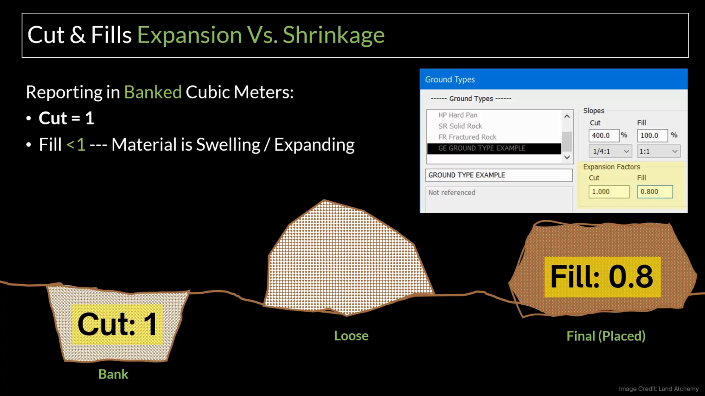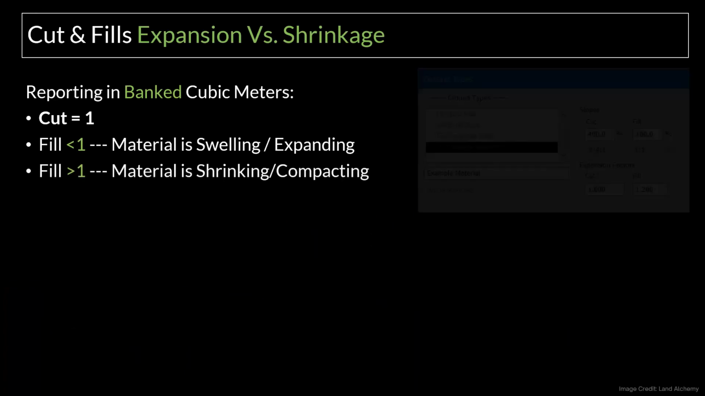Well, if we filled up that hole and we got to a point where the hole was filled full, but we could only fit 80% of that fill material in there, so we still had another 20% left over, that 80% is where that fill factor comes from, so 0.8. So a fill factor of less than 1 means your material is getting bigger or expanding from its in situ state. Now, that doesn't always happen.